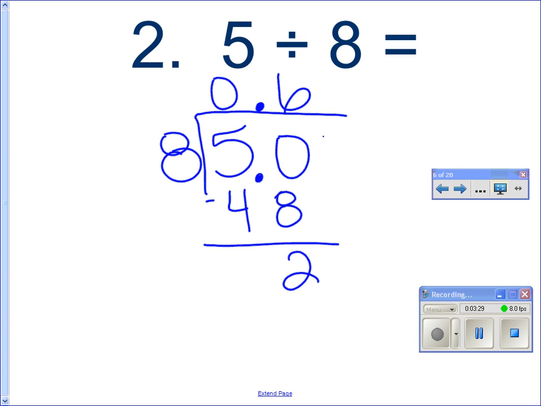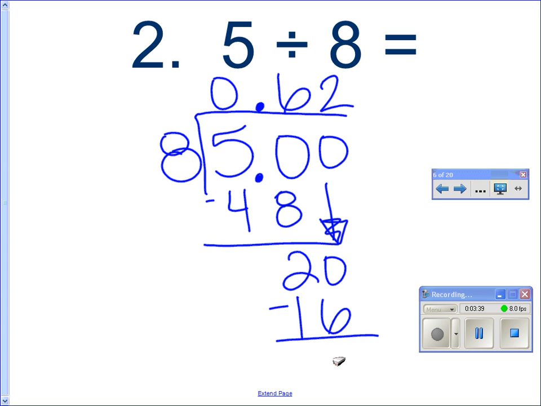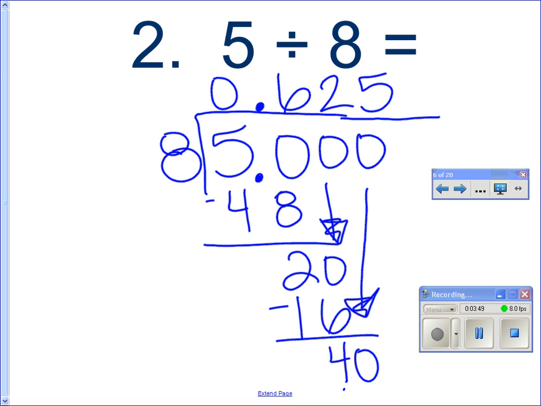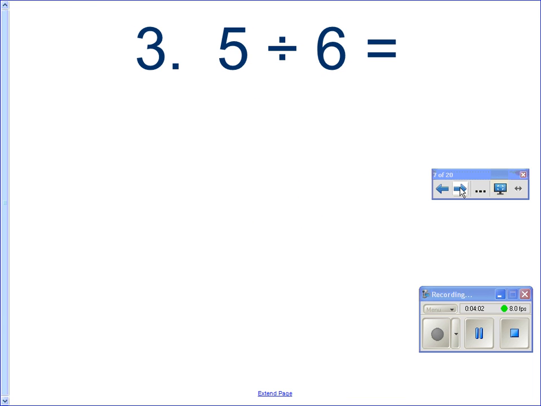8 cannot go into 2, so you add a 0 and bring it down. 8 goes into 20 2 times. 2 times 8 is 16. 20 minus 16 is 4. Add a 0 and bring it down. 8 goes into 40 5 times. 8 times 5 is 40, and you are done now because you have a 0. This is a terminating decimal because it does stop. And the answer is 625 thousandths. Okay, you can try this next one on your own. You can pause the video and then start it to check your answer.